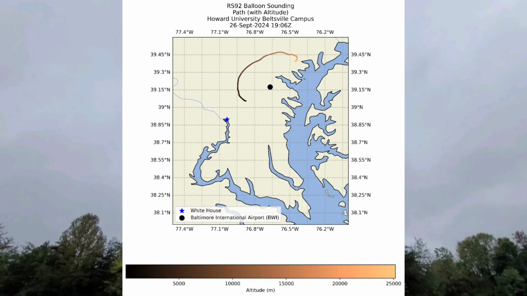So using Python, I plotted some of the data that we gathered with the balloon. Here we can see the path taken, and the altitude is shaded on the path. We also see the White House and Baltimore International Airport for perspective as to where we were launching from.